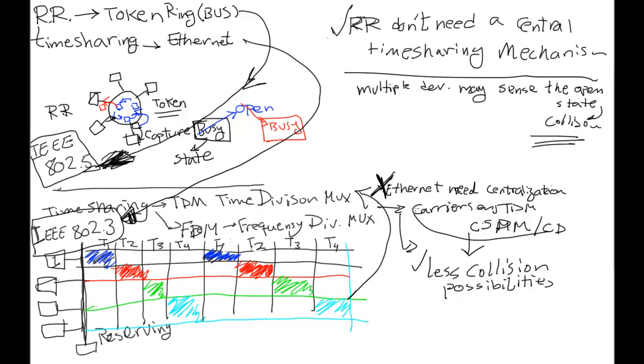So this is the advantage for Ethernet. Actually, let me just do this with color codes. So, time division multiplexing, no collision, no centralization. CSMA requires centralization, so CSMA has no collision, whereas token ring is more subject to collision issues.